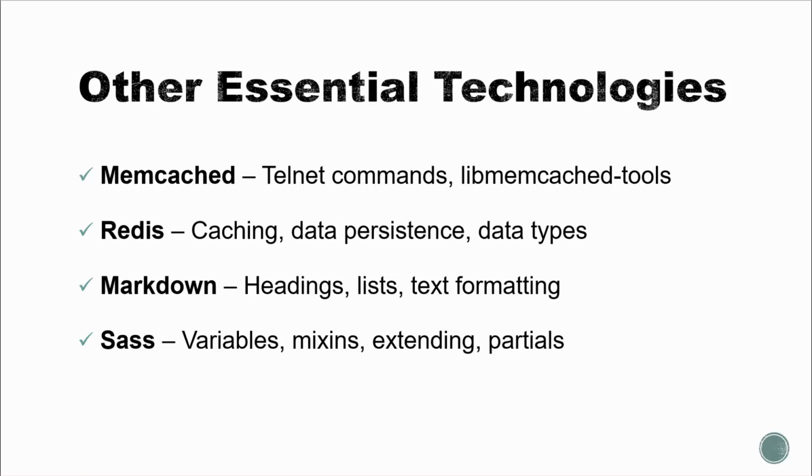Redis is similar to Memcached, except it allows us to have data persistence. So it's basically a database slash caching system. We'll look at the different data types it can hold and much more.